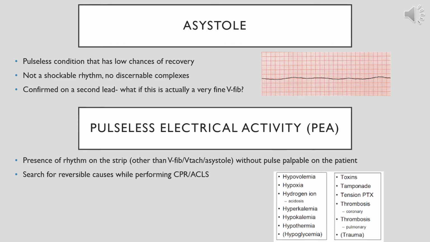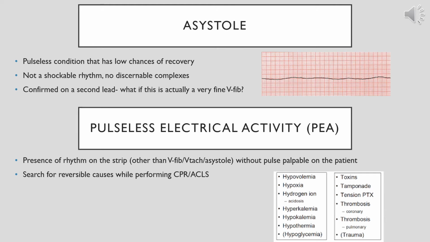There's no discernible complexes, there's no P, QRS, anything. This needs to be confirmed on a second lead. This could be a very fine VFib. Sometimes evaluating on another lead can be very helpful, and that's why 12 lead is great in its ability to really help provide some more data to your decision making. But these are all code situations so far.